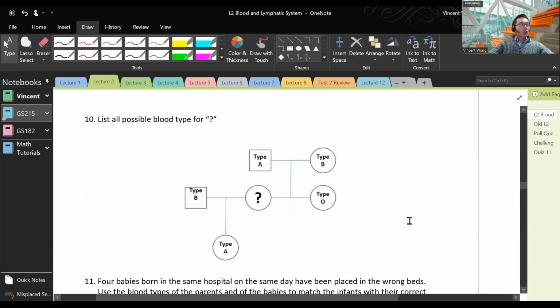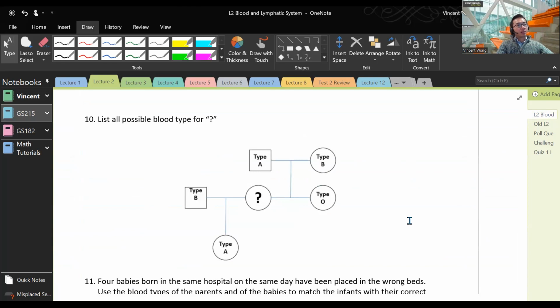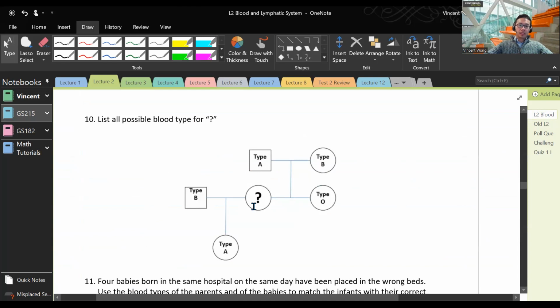So back to this question. Anyone have any answers that they want to share with the class? What's the possible blood type for the question mark right here?